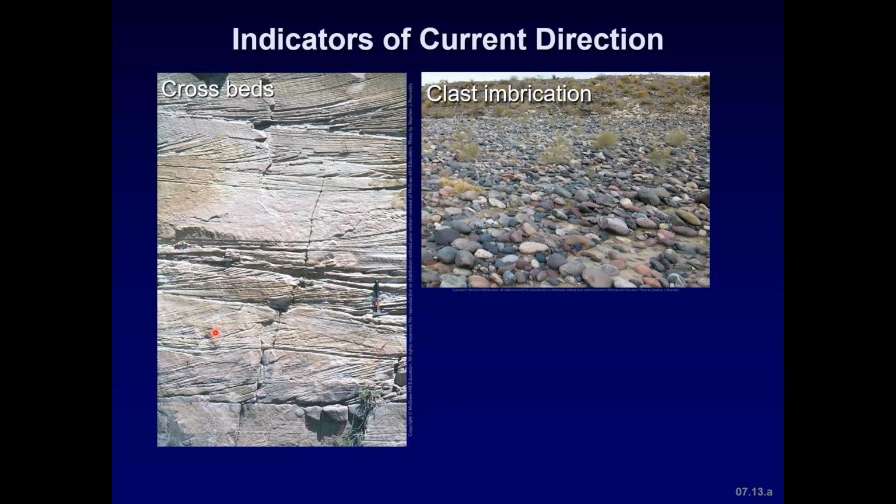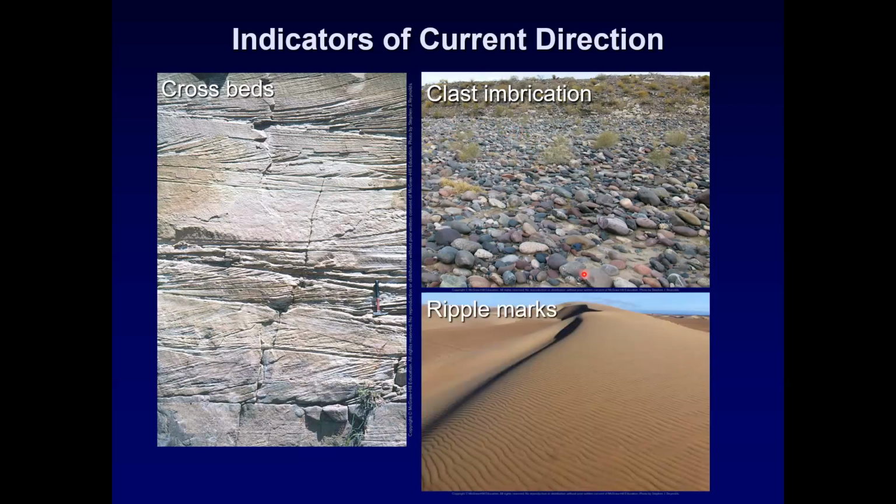We have something called clast imbrication in a river. And the idea here is that clasts normally lean toward the direction that the current flowed, left in this example as well. With ripple marks, the steeper side of ripple marks indicates the current direction. The wind blew toward the left in this example as well. So we use all those things to understand where the current was coming from originally.